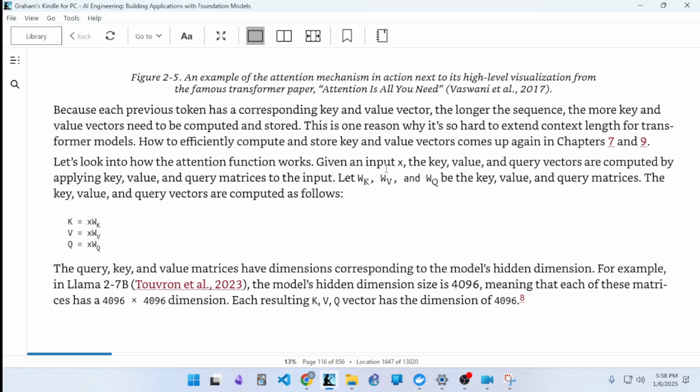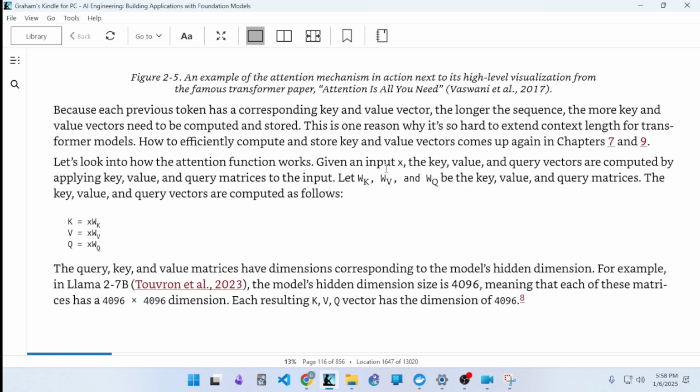Given an input x, the key, value, and query vectors are computed by applying key, value, and query matrices to the input. Let W_K, W_V, and W_Q be the key, value, and query matrices. The key, value, and query vectors are computed as follows. K equals X W_K. V equals X times W_V. And Q equals X times W_Q.